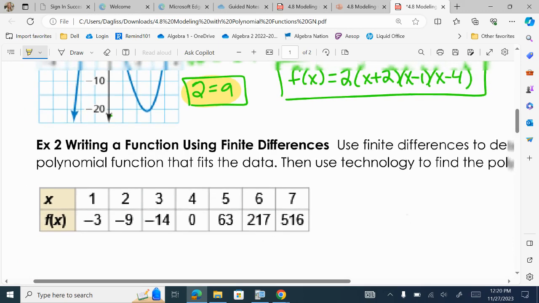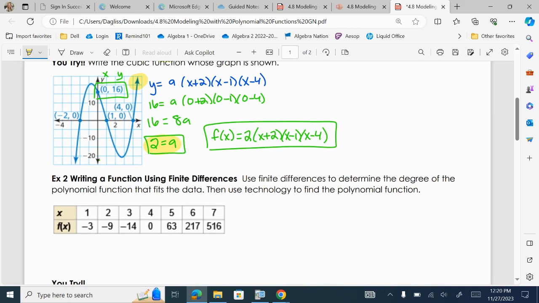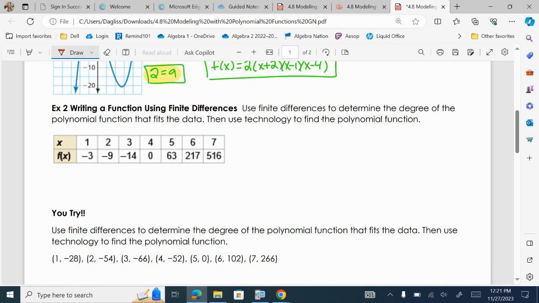Here we go. Use finite differences to determine the degree of the polynomial function that fits the data. Then use technology to find the polynomial function. Okay, so we're going to do what we did in my warm-up. We're going to find our differences. You ready? All right, so my differences, so look at my x's. 1, 2, 3, 4, 5, 6, 7. They're all the same. Okay, that's important to notice that they are all increasing by 1. Now I can focus on my y's.